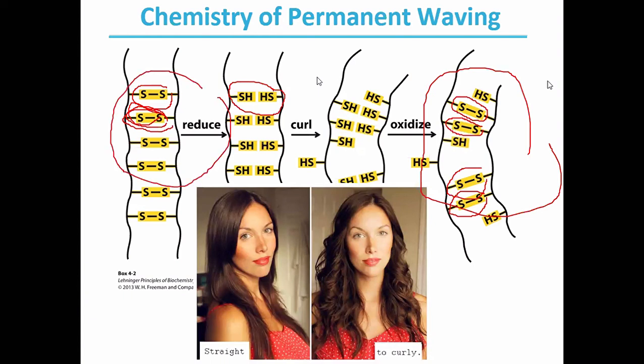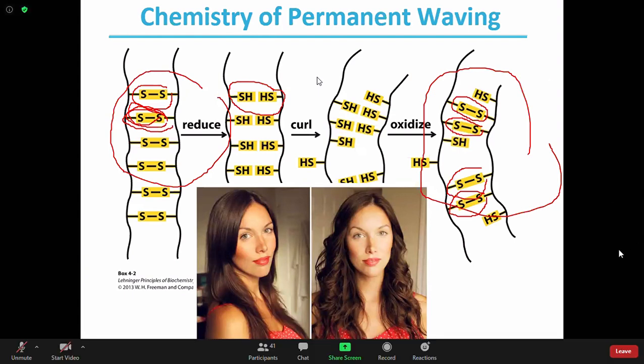Why? You're interested? Either way it can be done. Either way, from straight to curly, from curly to straight. It's just about rearranging the sulfide bond. The rearrangement of the sulfide bond.